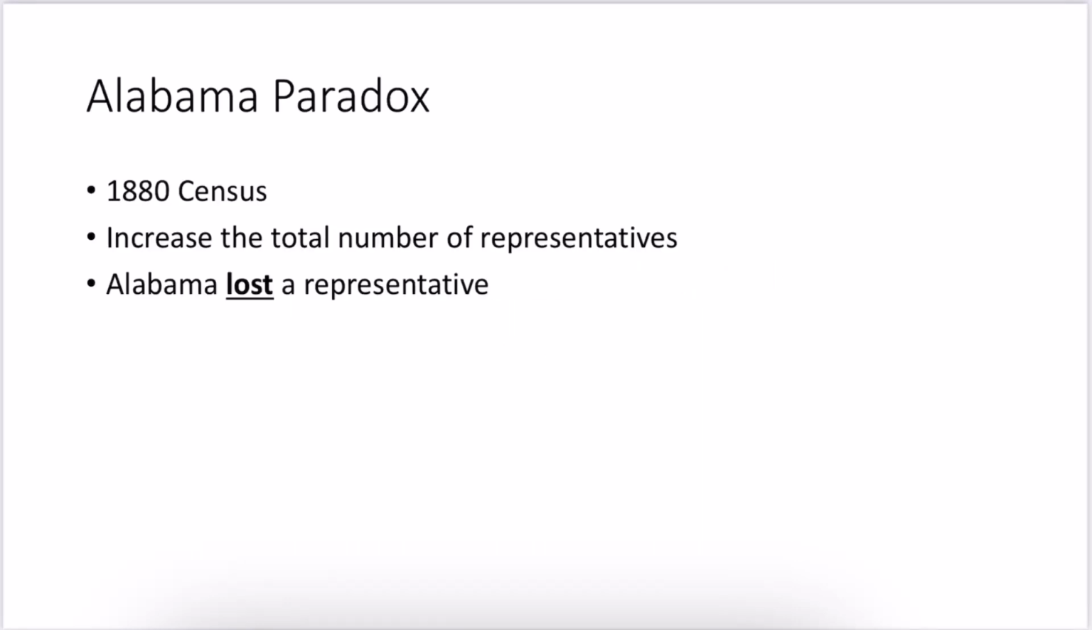So the first paradox is called the Alabama paradox because it happened after the reapportionment in the 1880 census. In this situation, they calculated all the populations, figured out how many representatives there were supposed to be, and then Congress voted and decided to increase the total number of representatives because the country had grown enough that they felt it would be good to have more representatives. And when they redistributed those representatives, Alabama actually lost a representative.